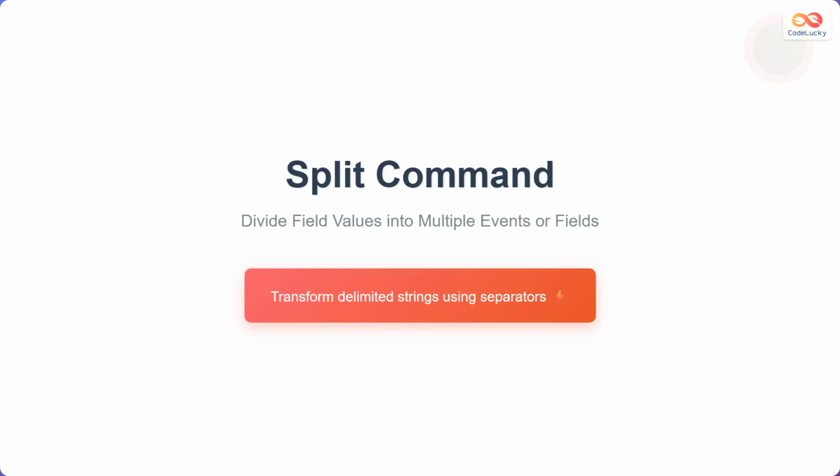This command is essential when you need to break apart concatenated data that contains multiple values separated by characters like commas, semicolons, or pipes. The split command helps you normalize your data structure and makes it easier to analyze individual components that were previously grouped together in a single field.